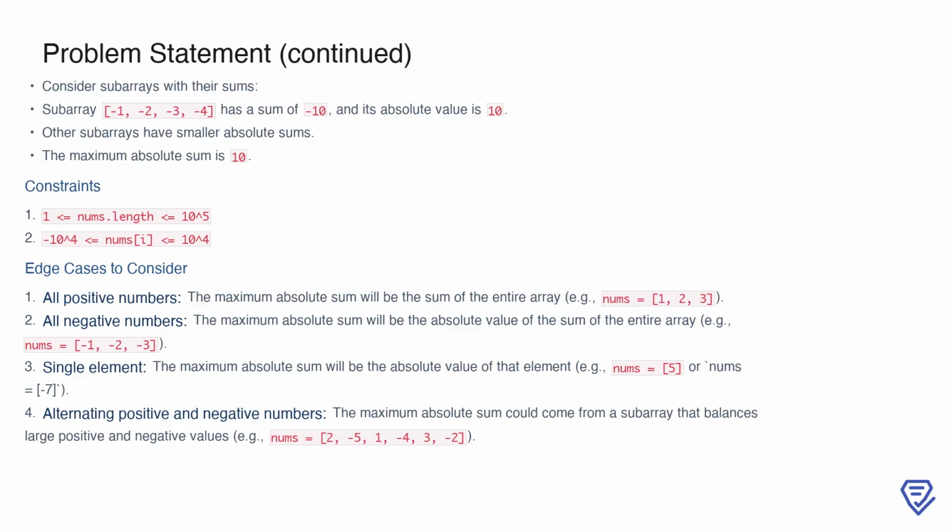In summary, the problem challenges us to account for various scenarios, including arrays with all positive numbers, all negative numbers, a single element, or alternating positive and negative numbers. For example, in cases like 2, -5, 1, -4, 3, -2, the maximum absolute sum depends on finding the subarray that balances these variations most effectively.